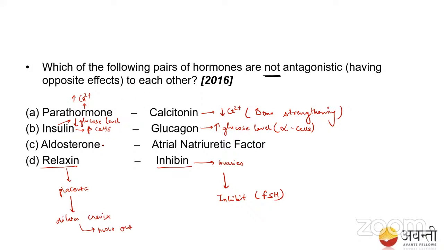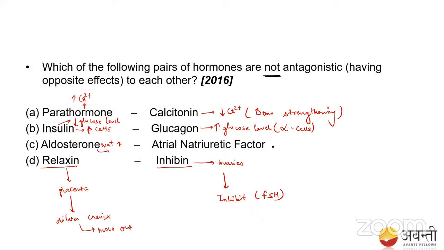So let's come to the third option, aldosterone. Aldosterone's function is to maintain the electrolyte balance, and it also stimulates the reabsorption of the sodium ions. So it increases the sodium ion reabsorption.